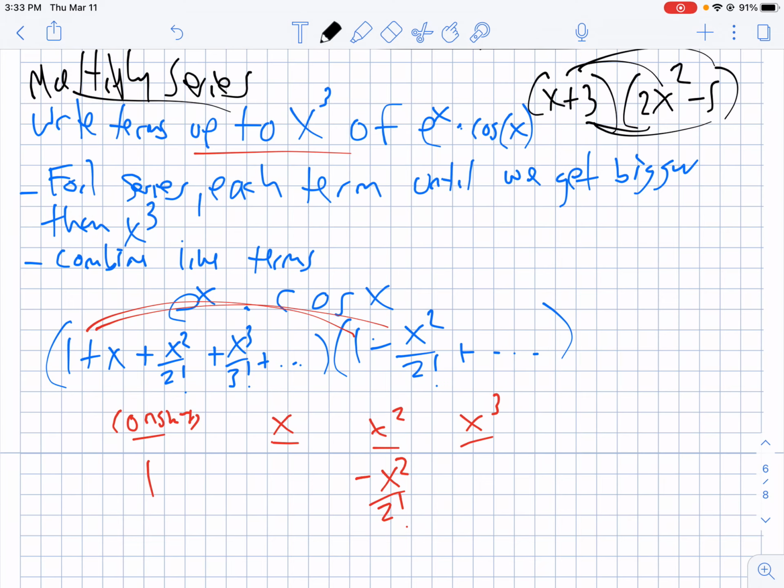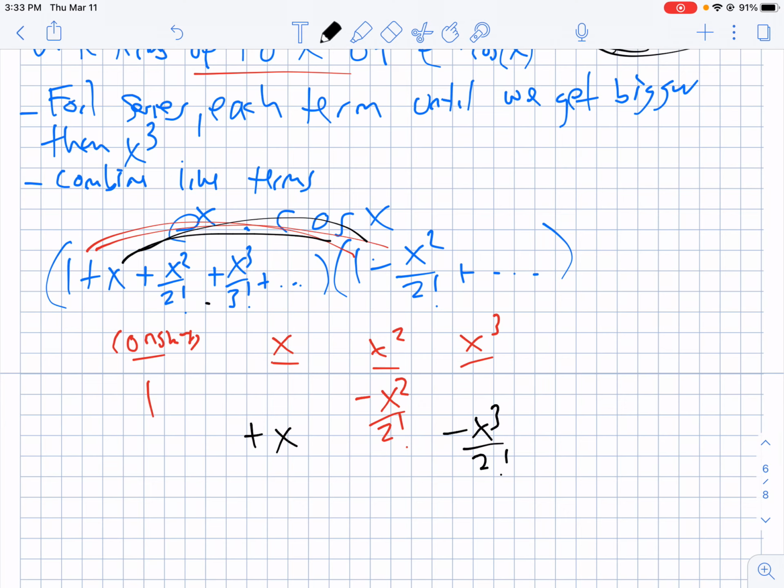Let's do the next one. When I multiply the x times 1, of course, is x. So I'm going to put an x in this column. x times negative x squared is a negative x cubed over 2 factorial. When I multiply the x squared over 2 times 1, that's an x squared over 2. Oh, that's sweet. And when I multiply the x squared times the x squared, that would give me an x to the 4, so I'm not even worried about it. Finally I multiply the x cubed over 3 factorial times 1, so plus x cubed over 3 factorial.